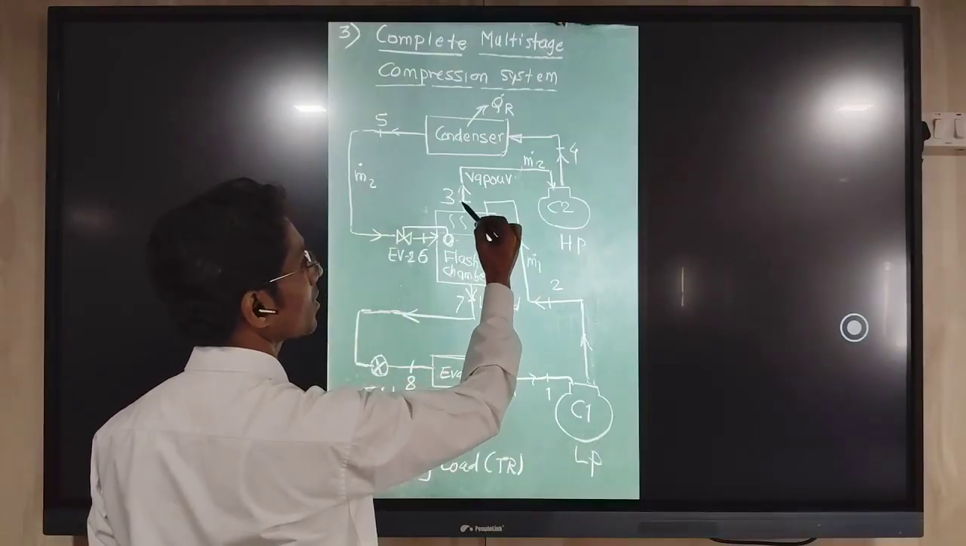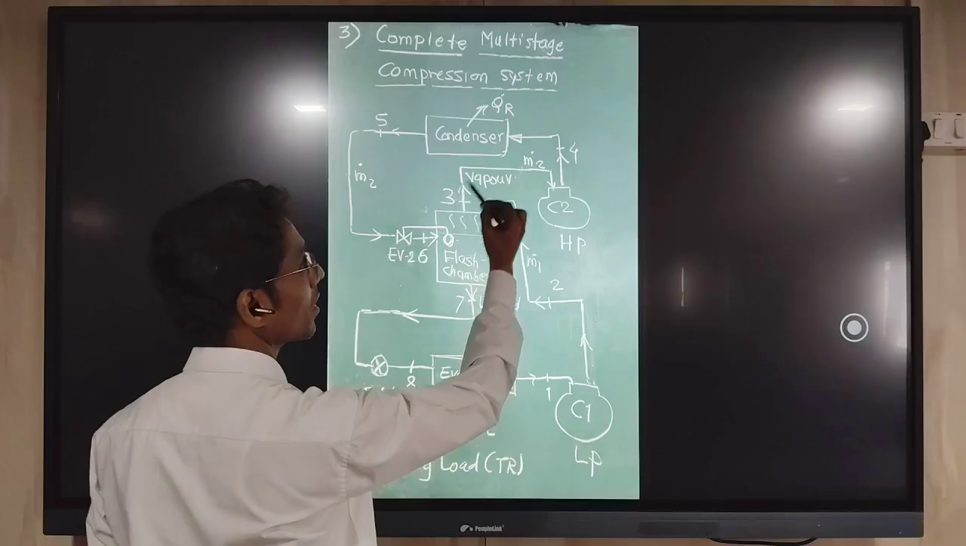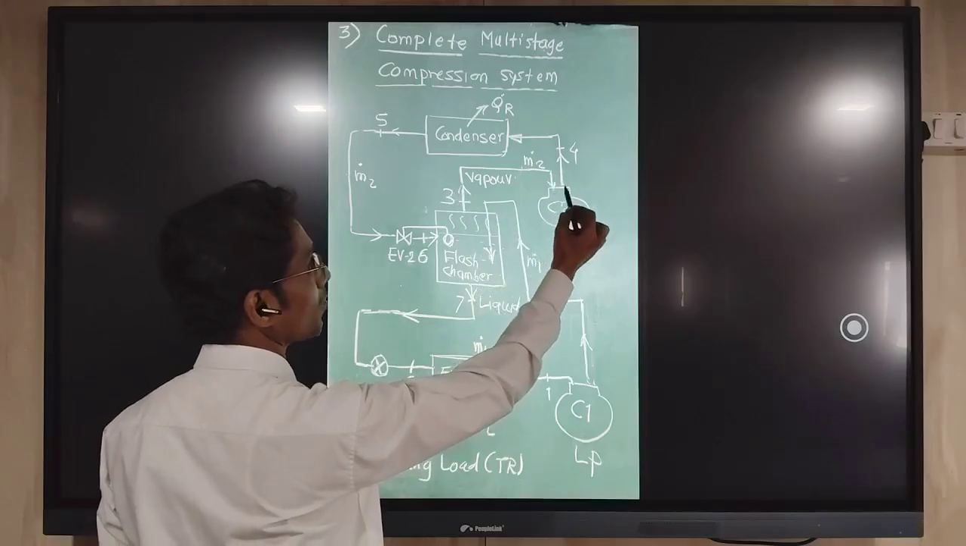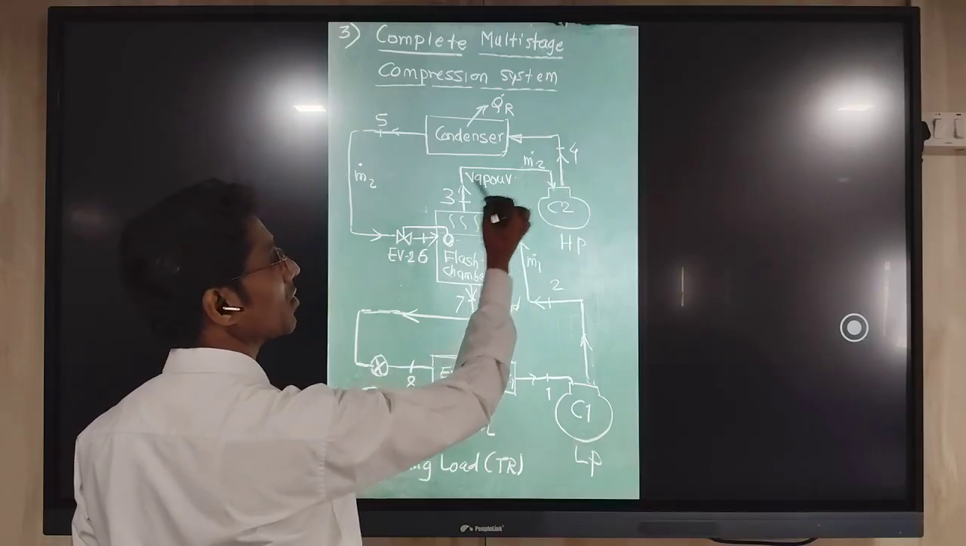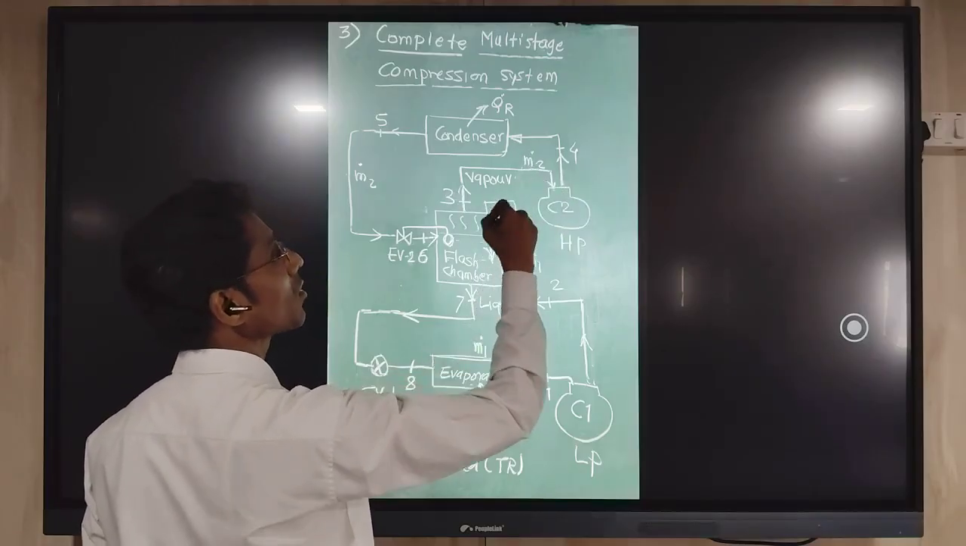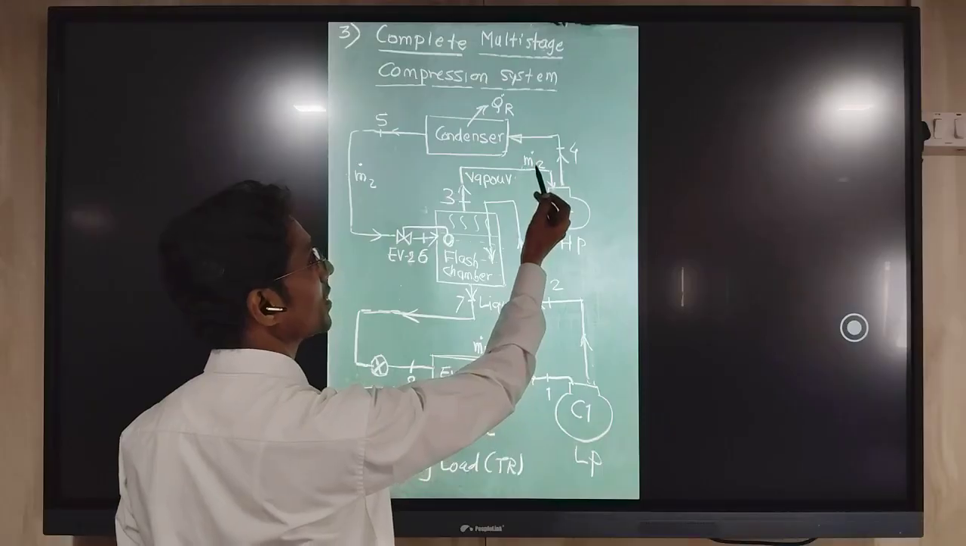This is point number 3. So enthalpy will be H3. And this is the mass flow rate of the second compressor. So M2 dot H3, this is a heat content, will come on the right side of the equation, heat content.